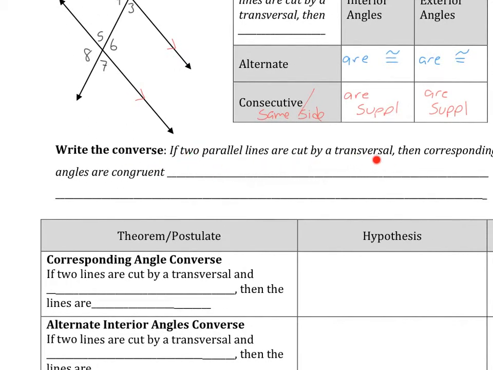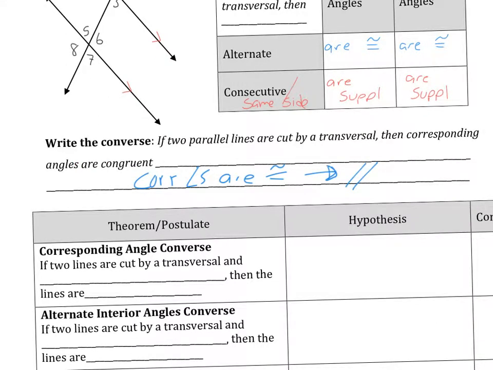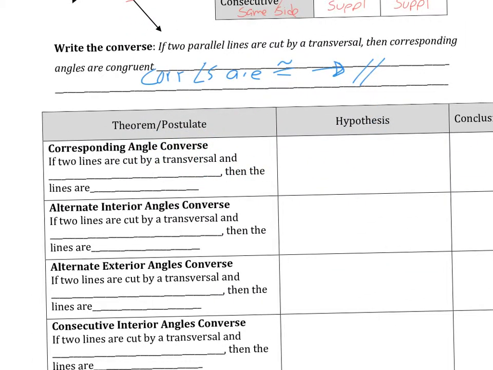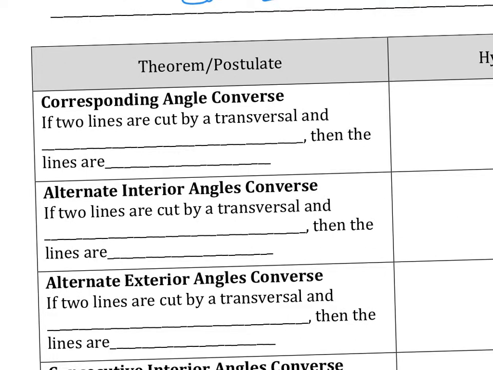If two parallel lines are cut by a transversal, then corresponding angles are congruent. So like we said, we could flip this around in normal notation here. Corresponding angles congruent, then we have parallel. So how do I word that out and flesh it out? It looks like this. If two lines are cut by a transversal and corresponding angles are congruent, then what do we get? The lines are parallel.